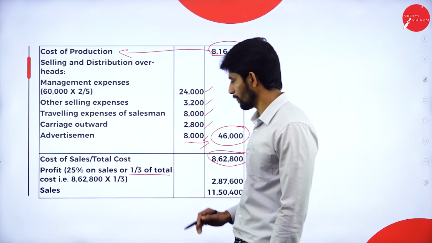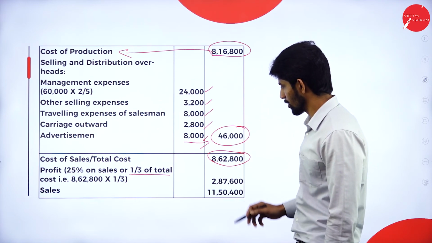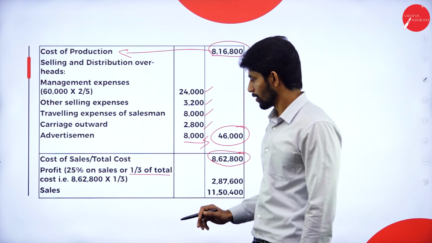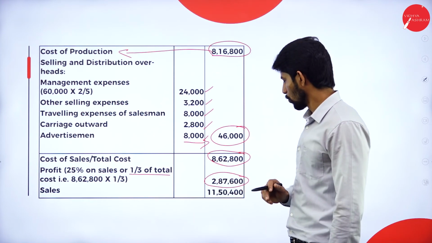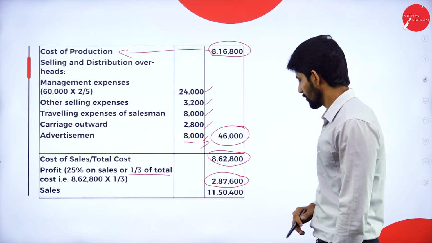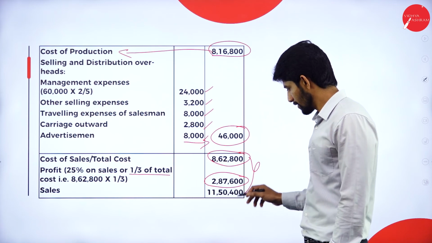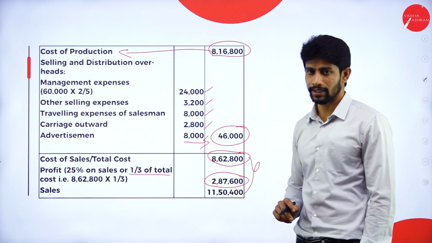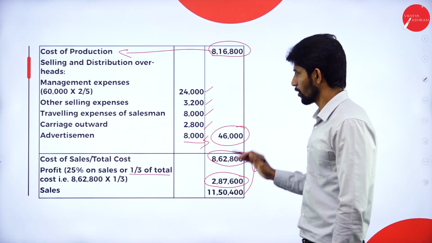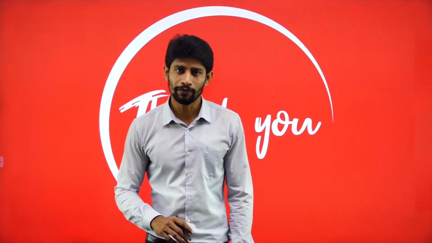Profit is 25% on sales, or 1/3 of total cost. So what is the total cost? 8,62,800. So 8,62,800 into 1/3, that value is 2,87,500. So now total it. The total comes to the sales, 11,50,400. So this is how you are supposed to compute the problems with respect to computation of cost sheet.